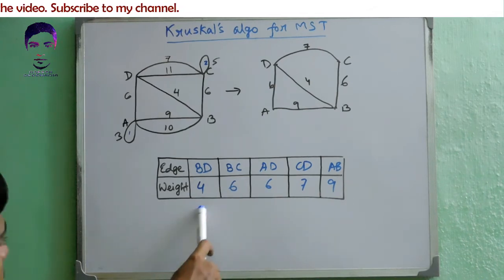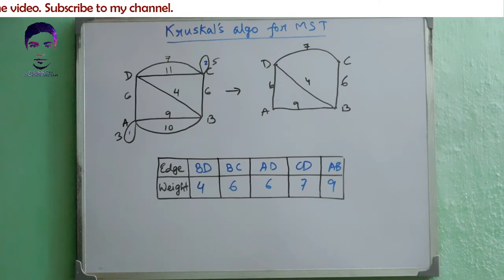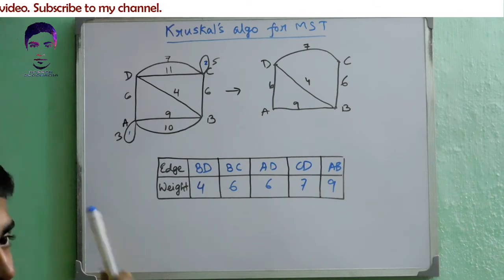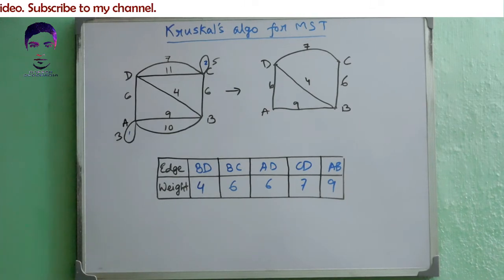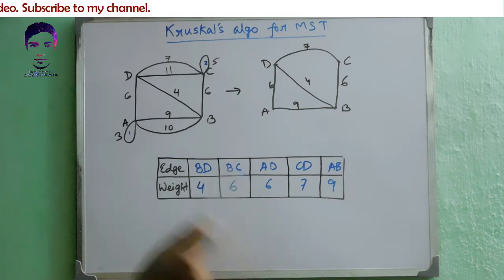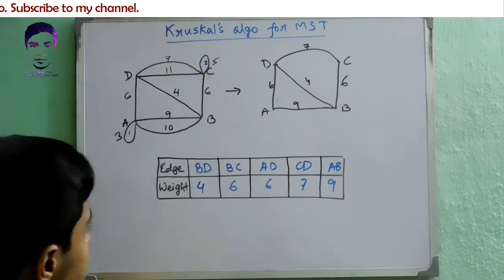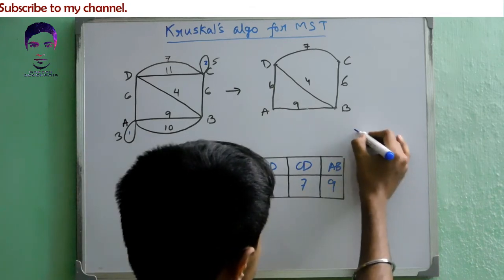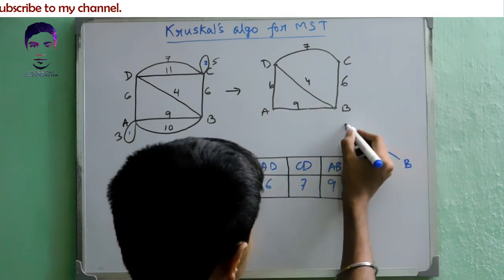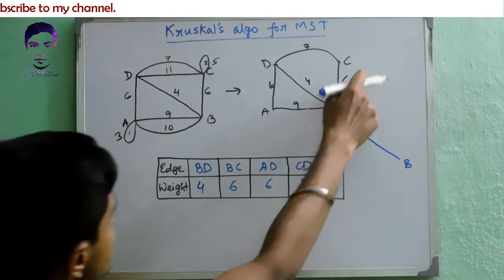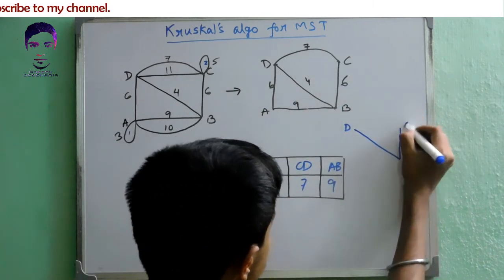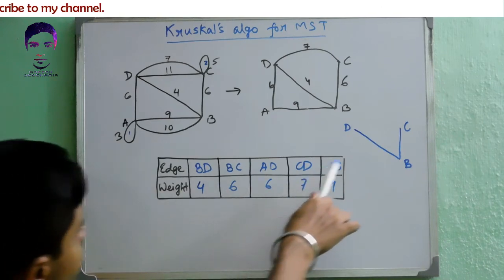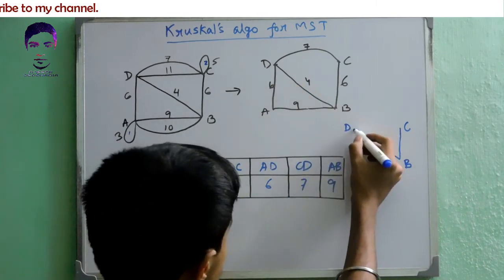Now we will consider one by one and we will construct them to form the minimum spanning tree. But we need to keep one thing in mind, we will discard that edge which forms a circuit with the previously selected edges. Okay, so let's start. First one is BD. So let's construct BD as it was in the graph. So this is BD. Then we have BC, this one. So BC. Then we have AD, this one. So AD.